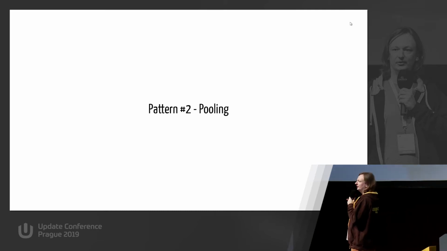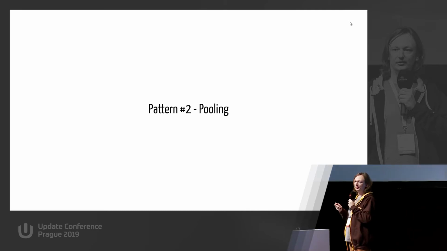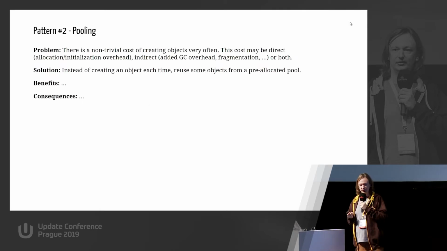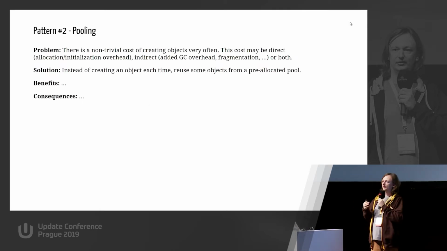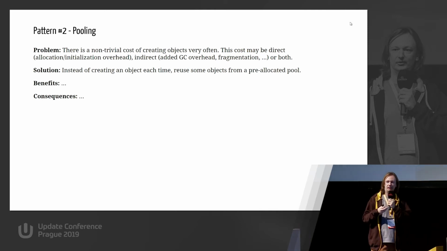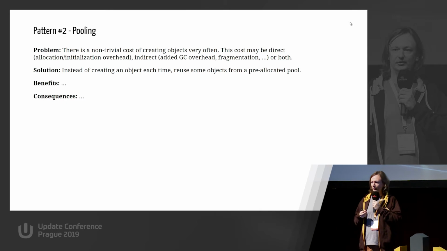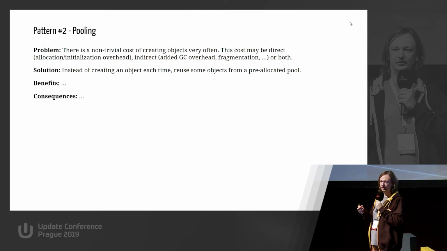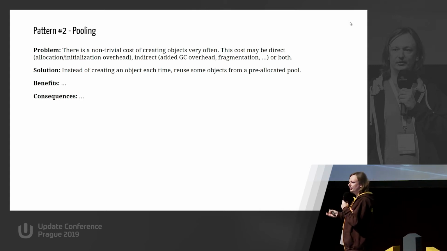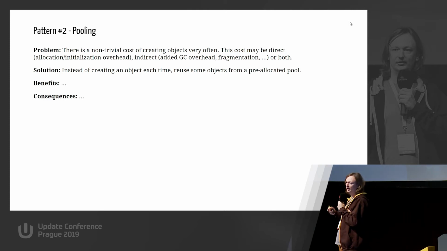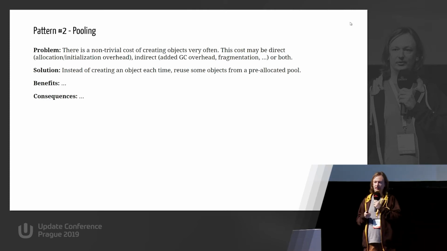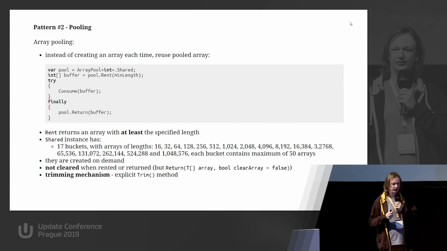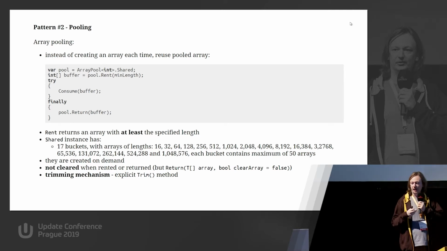The second, tremendously popular pattern is pooling. In case when you are creating a lot of objects, the cost of creating them is not trivial. We can somehow avoid this cost by pooling objects. So instead of creating every object we need, we can reuse some objects from some pre-allocated pool. And this is also a very, very popular solution to this problem, currently called array pool.